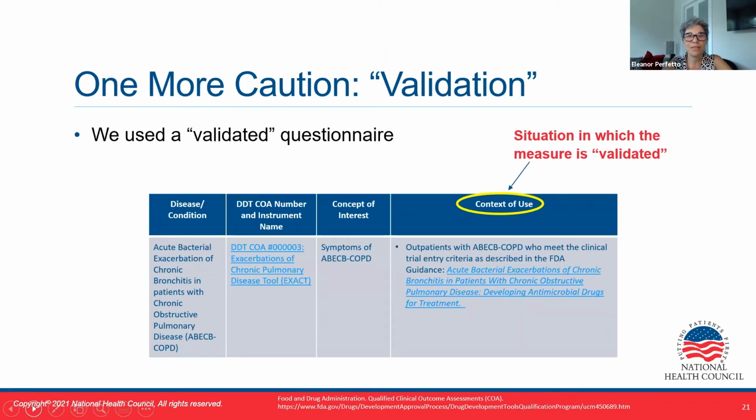So one more caution. There's the word validation, and this is a very loaded word. You very often will see the quote somewhere, we used a validated questionnaire. And there's one thing that everyone should be very cautious about when saying that a questionnaire is validated, a patient-reported outcome tool has been validated. You have to remember that validation takes place in the context of use. And so the context of use is the situation in which the measure has been validated. So in this example, you'll see that it's talking about patients with acute bacterial exacerbation of chronic bronchitis when they have COPD, chronic obstructive pulmonary disease. And the concept of interest would be those symptoms.